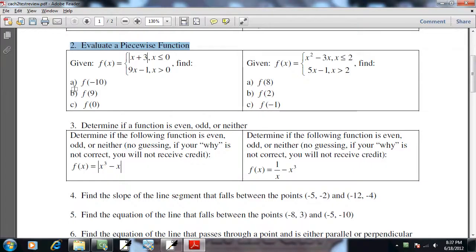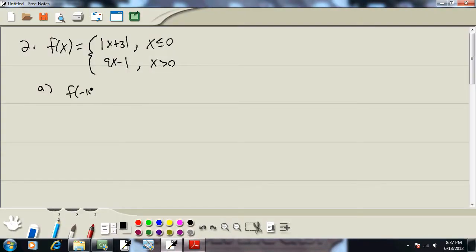The first thing we're going to find is f of negative 10. Remember, the number inside the parentheses, this negative 10, is our x. So they're telling us x is negative 10. I come up here and compare it against my conditions. Is negative 10 less than or equal to 0, or greater than 0? Well, it's less than or equal to 0, so you plug it into this piece. Put negative 10 in for the x. Negative 10 plus 3 gives us negative 7, and the absolute value of negative 7 is positive 7.